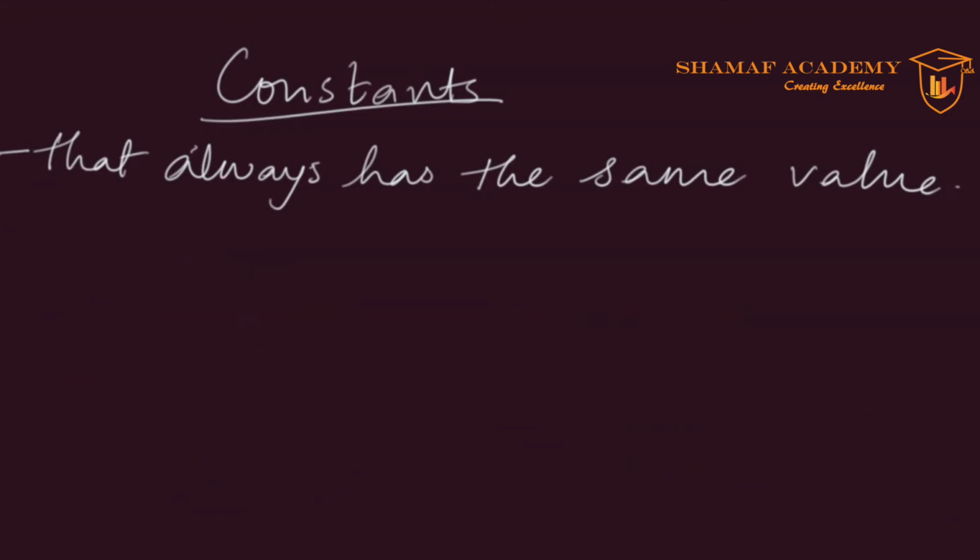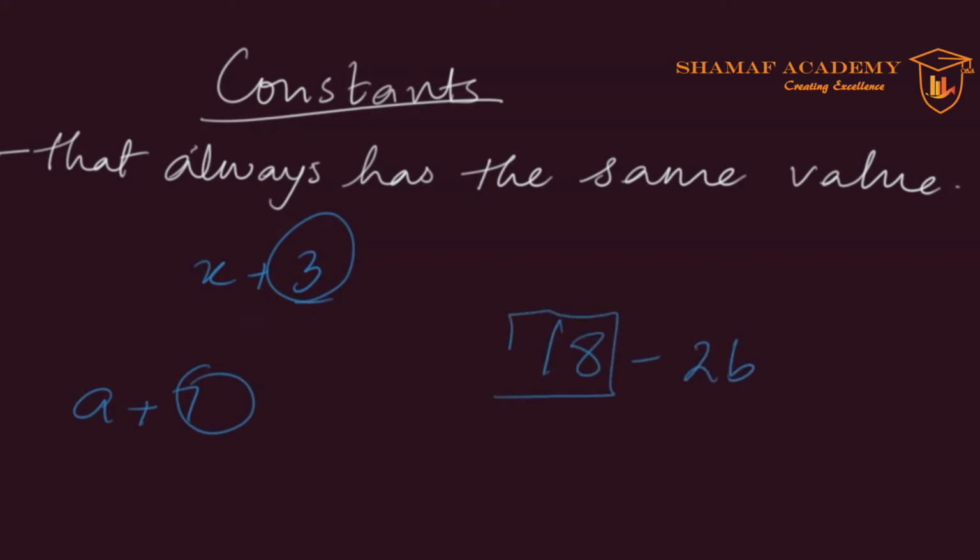The constant can also come like this, like x plus 3, or 3 is a constant. A plus 7, or 7 is a constant. Or if I tell you 18 minus 2b, or 18 is a constant and even 2 is a constant. So I hope you understood this.